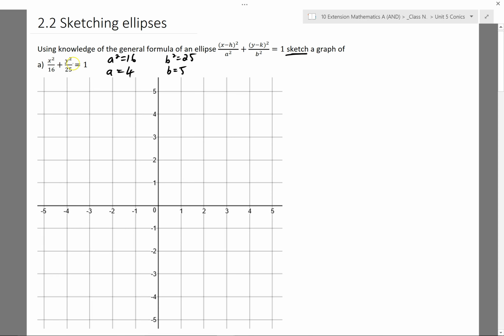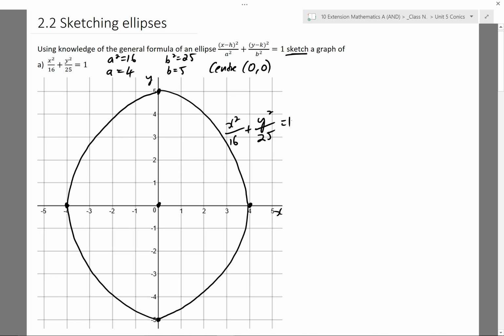And I don't see any h or k values subtracted from the x's, so my center again is going to be at (0, 0). So I'll mark the center. Need to go horizontally 4 in both directions, and then vertically 5 in both directions. And now I can connect these to make an ellipse. There's my ellipse. Looks different to the previous ellipse, and in the next lesson when we look at eccentricity, we'll look at different ways that we can classify how squashed or stretched out an ellipse is.